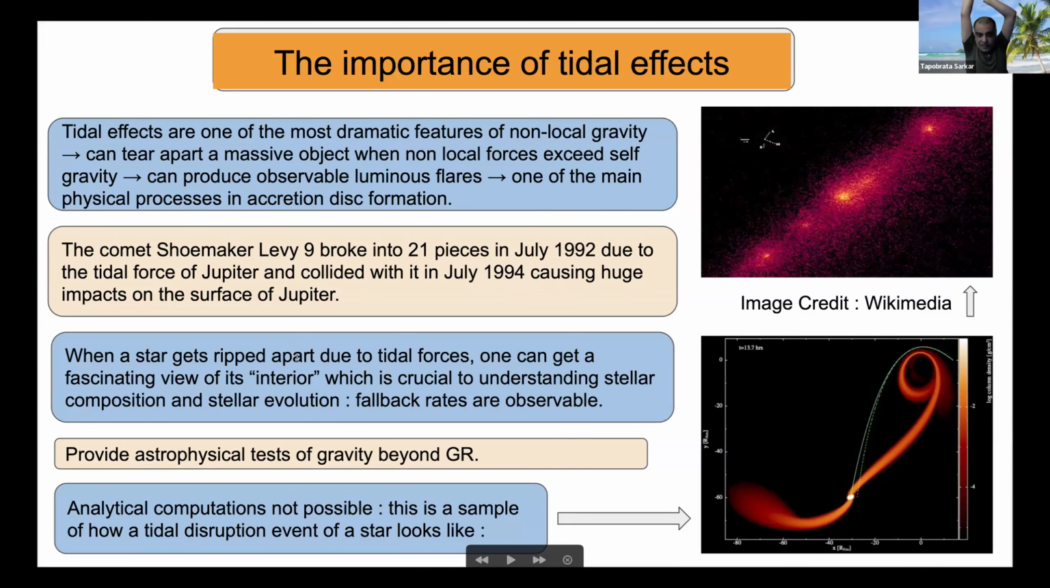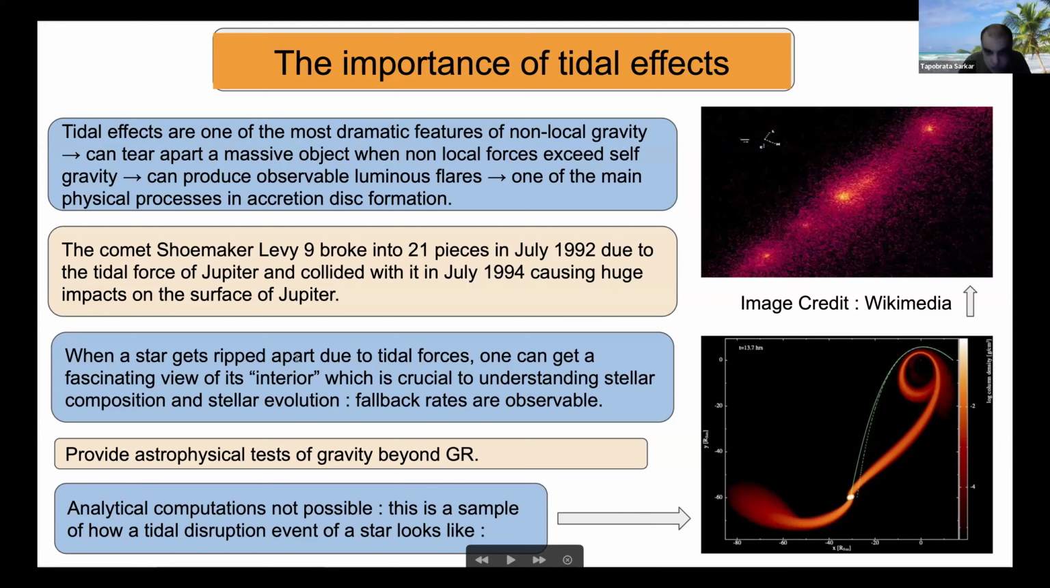This was about a comet, but when a star gets ripped apart due to tidal forces, you get a very fascinating view of the interior of the star, which is crucial in understanding things like stellar composition and stellar evolution. Another thing I will talk about is the fallback rate of debris and things like that. It can also provide very concrete information about the object by which the star has been tidally disrupted, and those will mostly be black holes for today's talk.